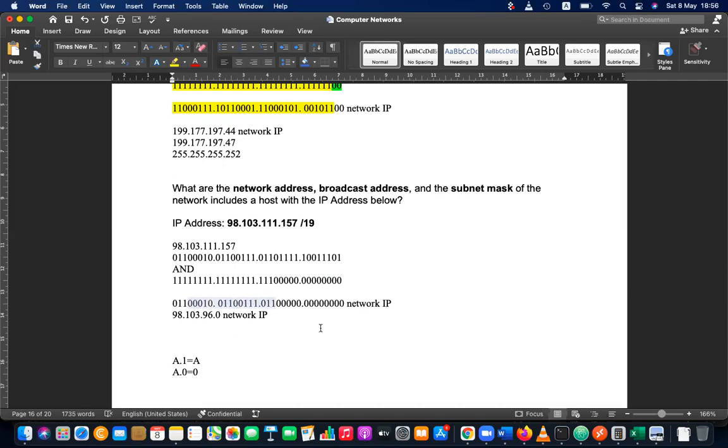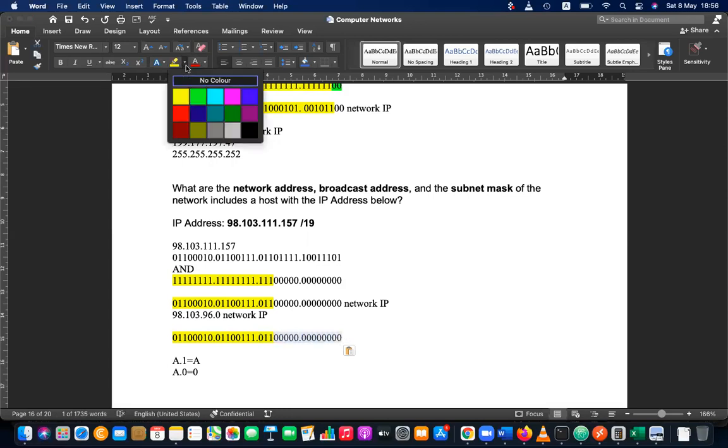So this is the network portion. I'll highlight it in yellow color. And this is the network portion, I'm highlighting it in yellow color. Right? The other portion belongs to the hosts. What you have to do to get the host portion? So how to get the broadcast IP? Take the same IP address, put all ones in the host portion. Host portion is this area, and here also this is the host portion. Making it green, let's make all ones.